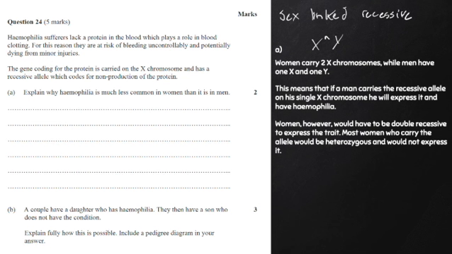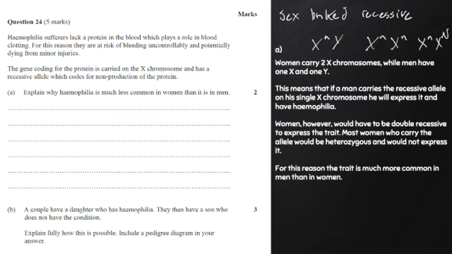Women, however, would have to be double recessive to express the trait, so they would be homozygous recessive. Most women who carry the allele would be heterozygous, however, and would not express it. So we're just talking about the chances here of a female expressing it. If it was recessive, it would have to be X^n X^n. But there is a chance she has 2 X chromosomes here, so she could have recessive and dominant. For this reason, the trait is much more common in men than in women. So that's how to explain part A there of that question.